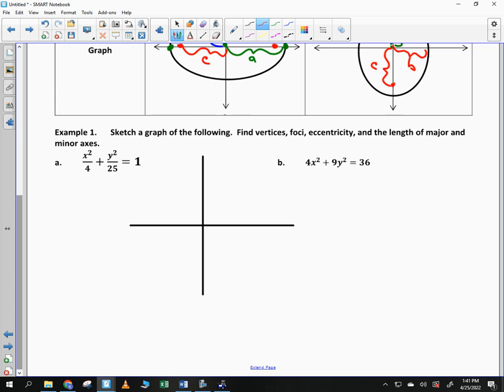All right, sketch a graph of the following. Find vertices, foci, eccentricity, length of major and minor axes. So I'm going to go center, vertices, length of the major axis, minor axis, foci, and eccentricity. Look at those 6 characteristics.